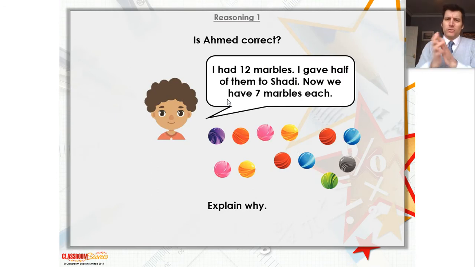Okay. And what do we think to Ahmed here? You've got 12 marbles. You can see the lovely colourful marbles. And he gave half of them to Shady. He's a lot kinder than me. I don't share my marbles. Now he thinks they've each got 7. What do you think? Is he correct or not?